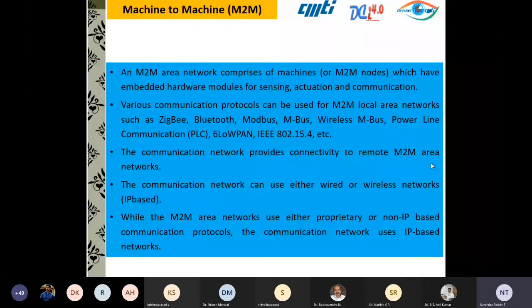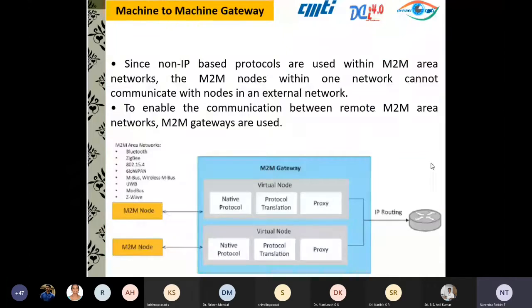What is this M2M gateway? As I said, M2M generally uses protocols like Bluetooth, Zigbee, low power wireless devices, and they will be using a proprietary or non-IP based protocol, that is a native protocol. With the help of protocol translation, you can make it IP based. Then IP routing is established. Then you can take it across the world. This is what M2M is doing. And another question asked many times: how are IoT and M2M different?